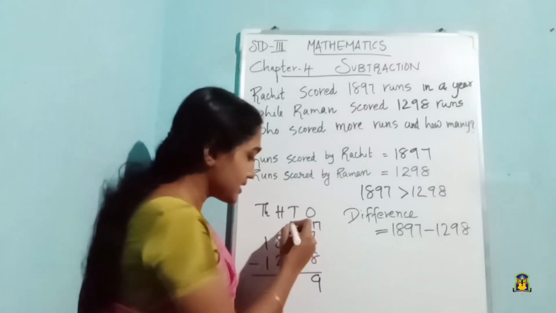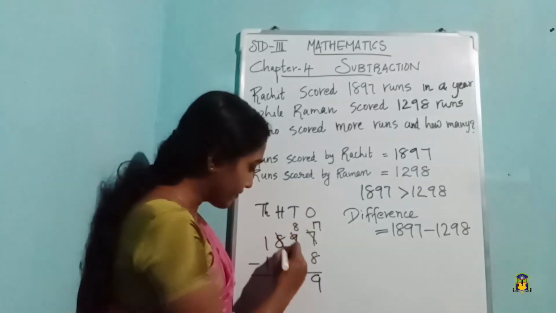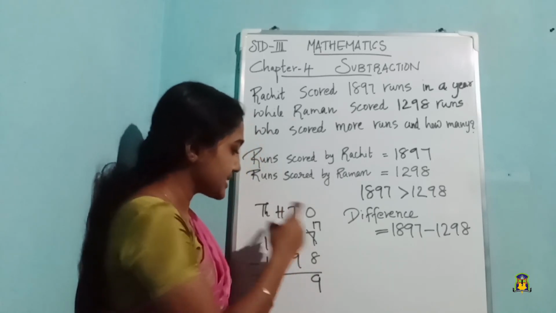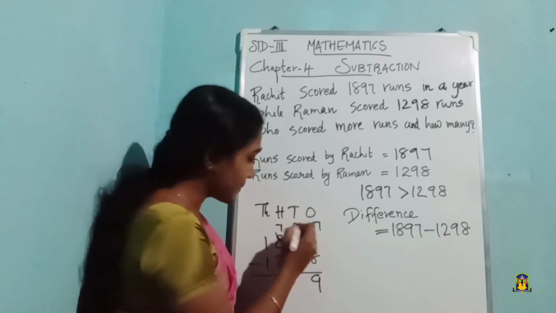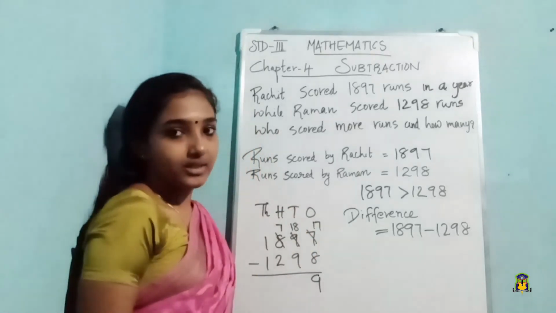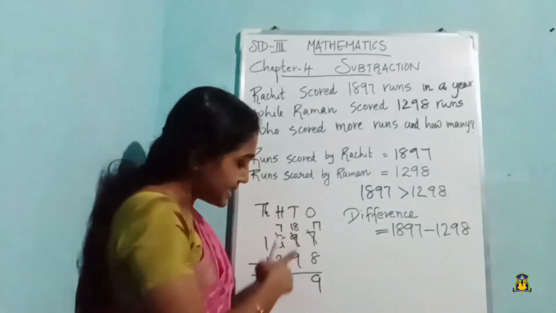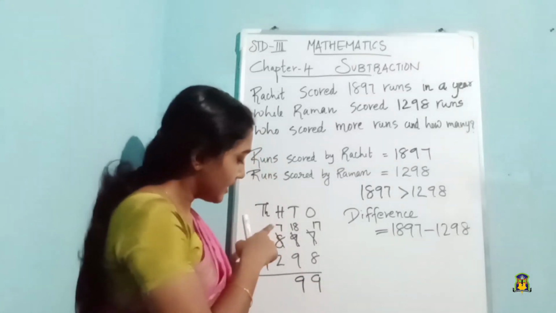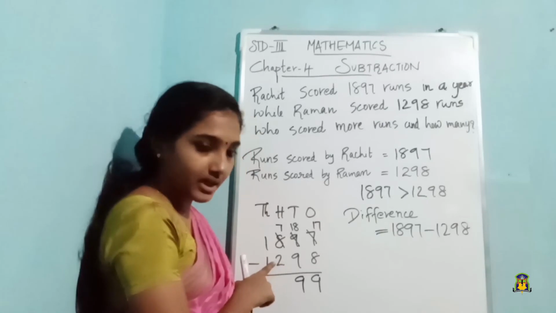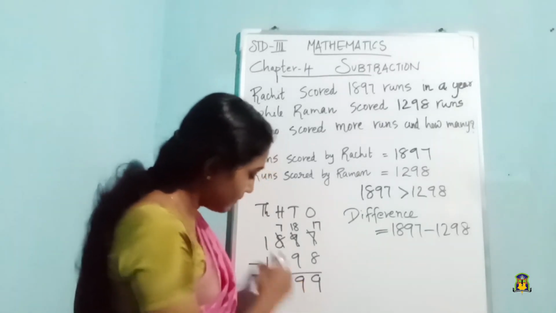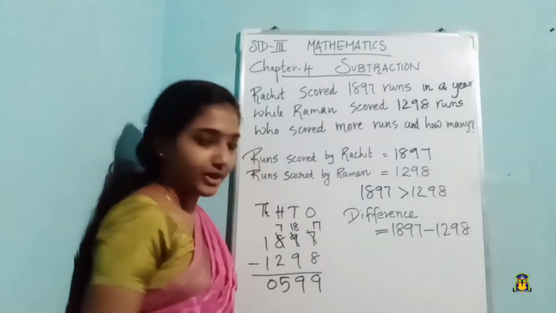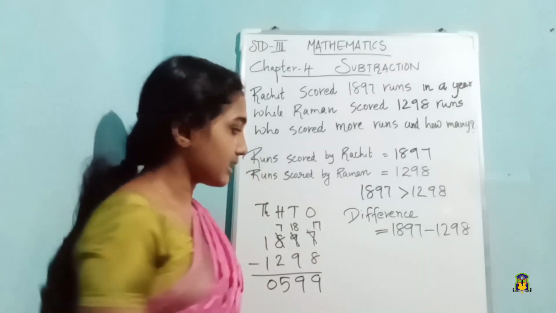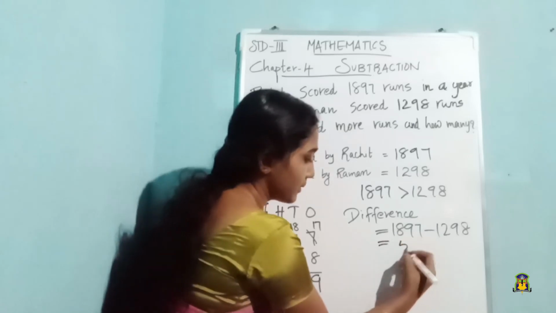8 minus 9 is also not possible. So borrowing from the hundreds place, 8 in hundreds place will become 7 and 8 in tens place will become 18. Okay. So now it is 18 minus 9. 18 minus 9 is again 9. Then 7 minus 2. 7 minus 2 is 5. 1 minus 1 we get 0. So we got the difference in runs is 599. So here difference equal to 599.